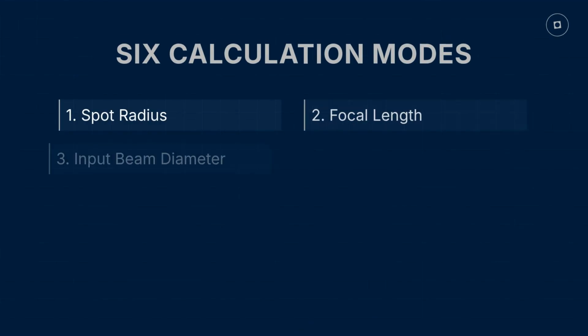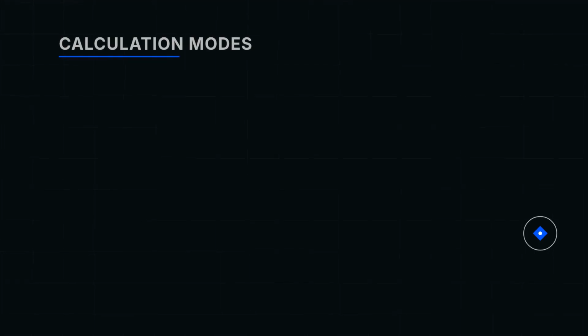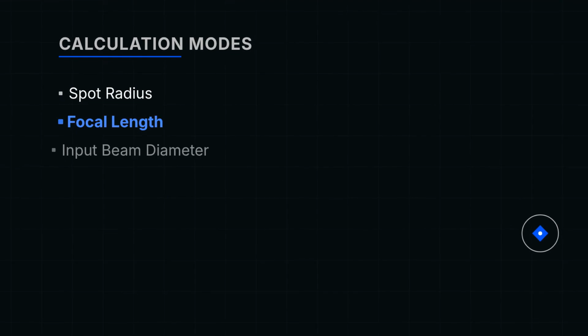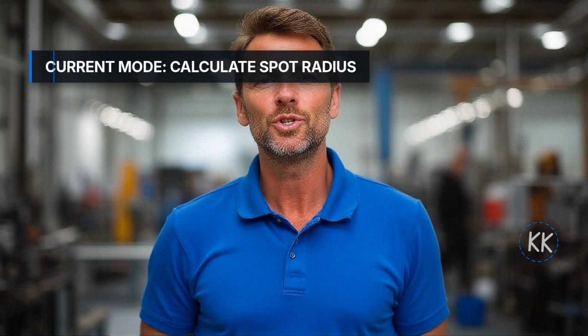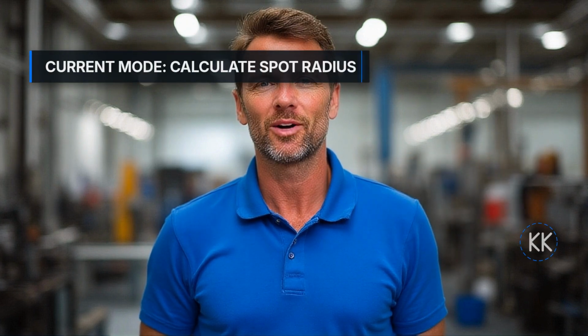The calculator offers 6 calculation modes. You can calculate spot radius, required focal length, input beam diameter, Rayleigh range, far field divergence, or spot size at distance. For this demonstration, we'll use the default mode, Calculate Spot Radius.